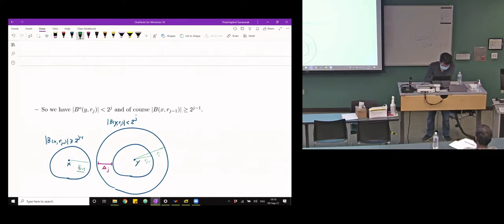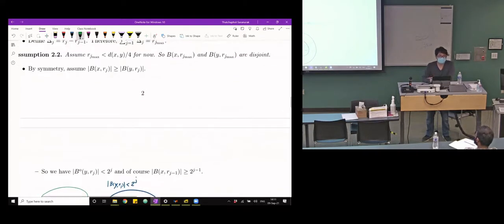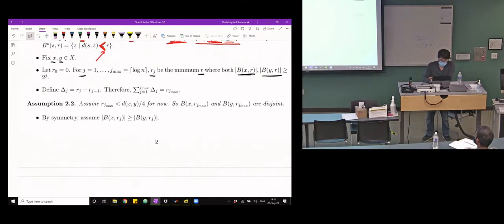So if this is like r_j, r_{j-1} from x and y, then the ball of both of them is kind of bigger than this ball, and this ball is bigger than 2 to the j minus 1. That's just the definition. All right.